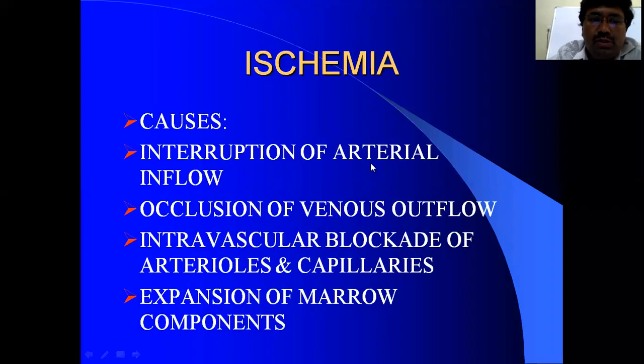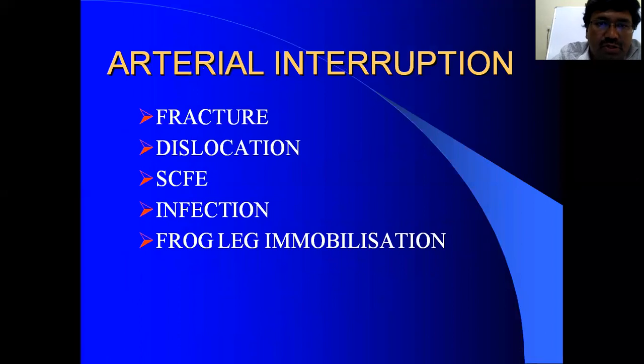So what causes the ischemia? Ischemia is caused by interruption of the arterial inflow. The artery gets damaged, and it causes arterial inflow disruption. Another is venous outflow obstruction, which causes an increase in pressure in the area, so it causes ischemic injury. The third cause is intravascular blockade of arterioles and capillaries, which are the smallest parts. And the fourth is the expansion of marrow components, which also causes ischemia by increased pressure.